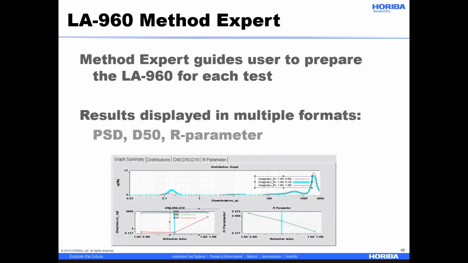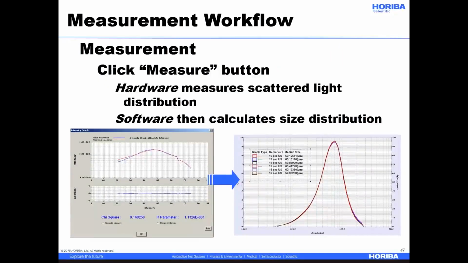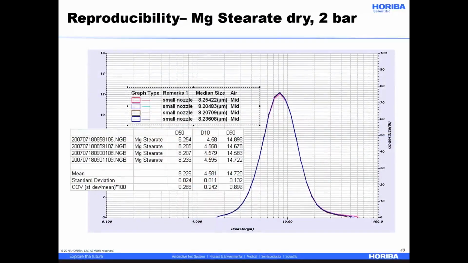We do have software that will guide you through tests and will show results, and you can compare various values. The graph at the bottom here shows the effective refractive index, the R parameter, and measured diameters. A couple of bonus screenshots. If you click the measure button, the hardware makes the measurement, the software calculates the size distribution, and then you can actually dig in and inspect and compare the two, to see whether the scattering calculated from the size distribution matches what you actually measure. If there's a big deviation, it's worth going and figuring out why.